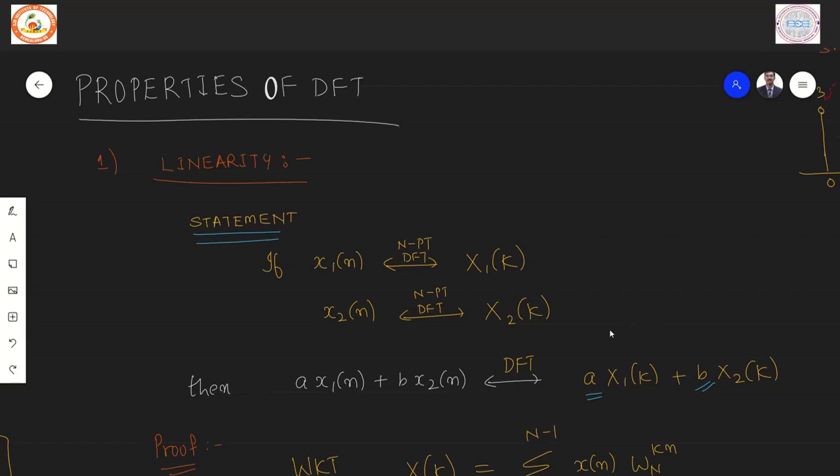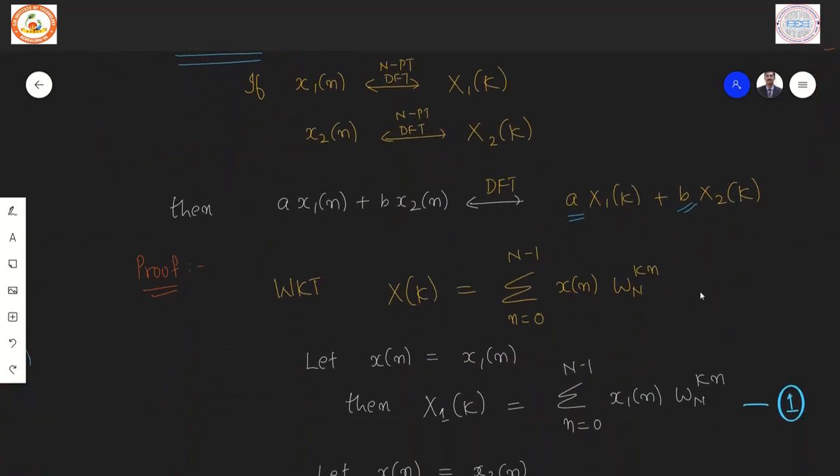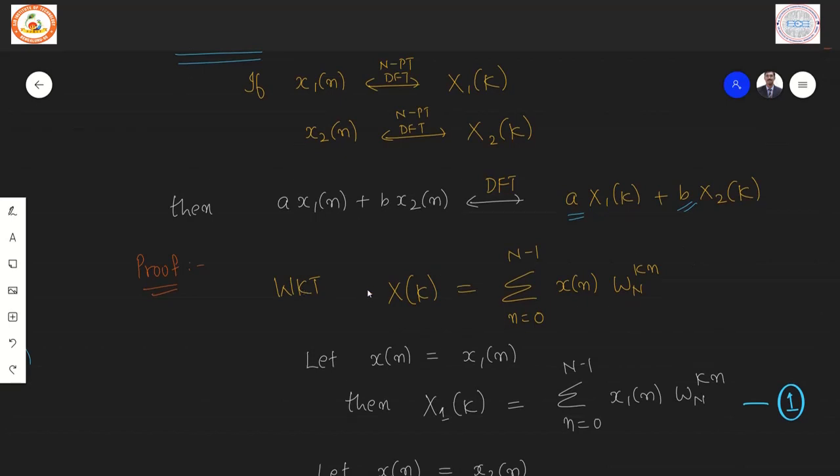Linearity basically is composed of two properties. One is scaling and second is superposition. To prove this, first we consider the definition of DFT. We know that X of k is given by the summation n from 0 to N minus 1 of x of n times W_N to the power of kn.